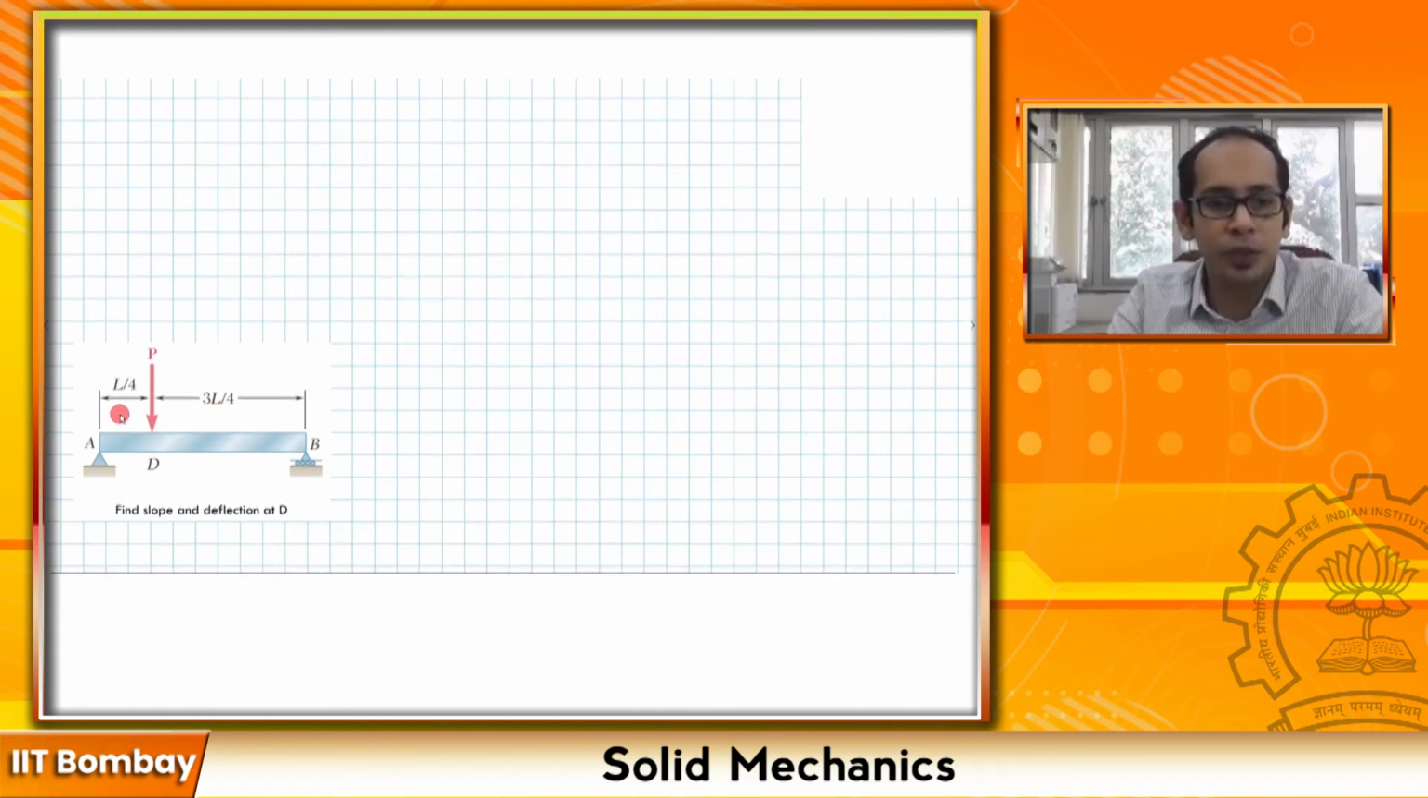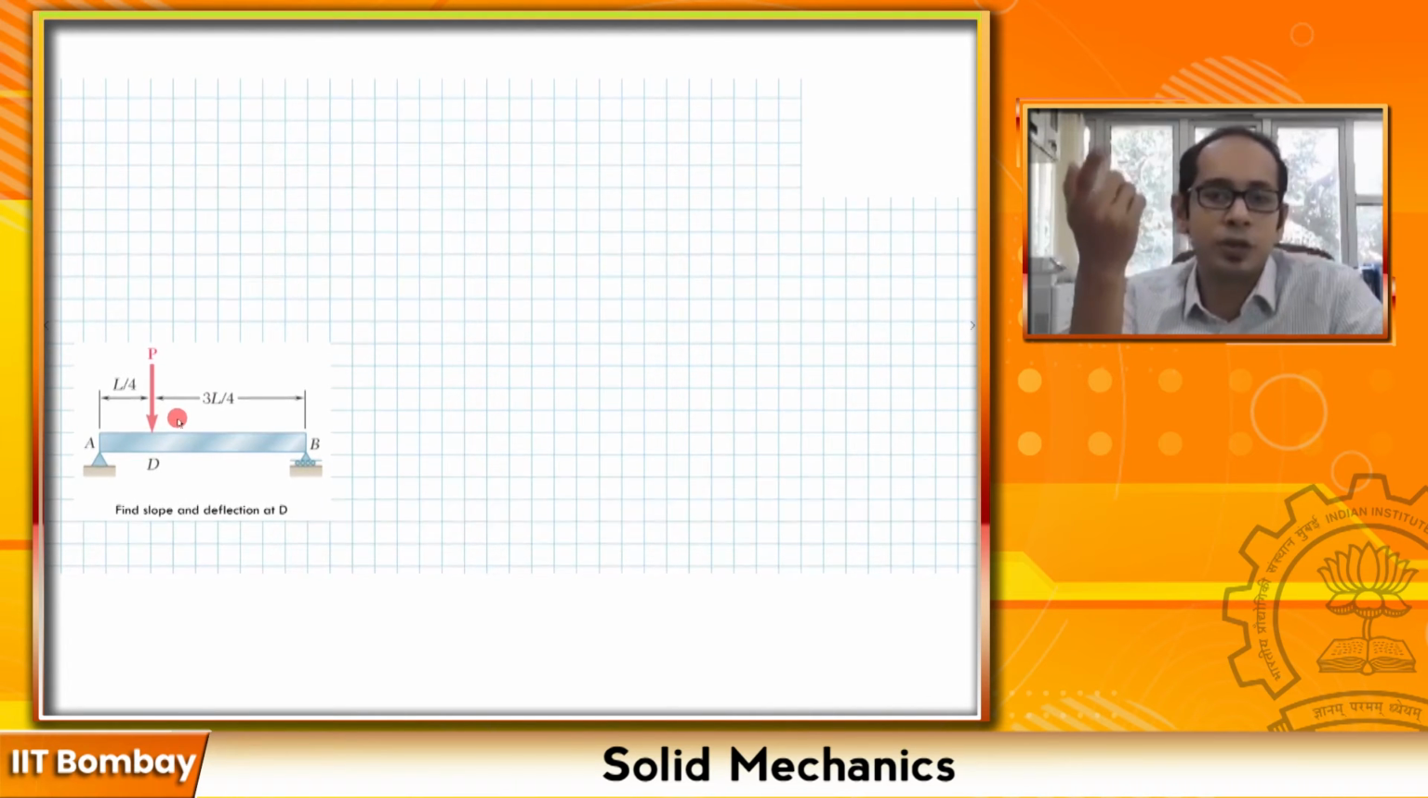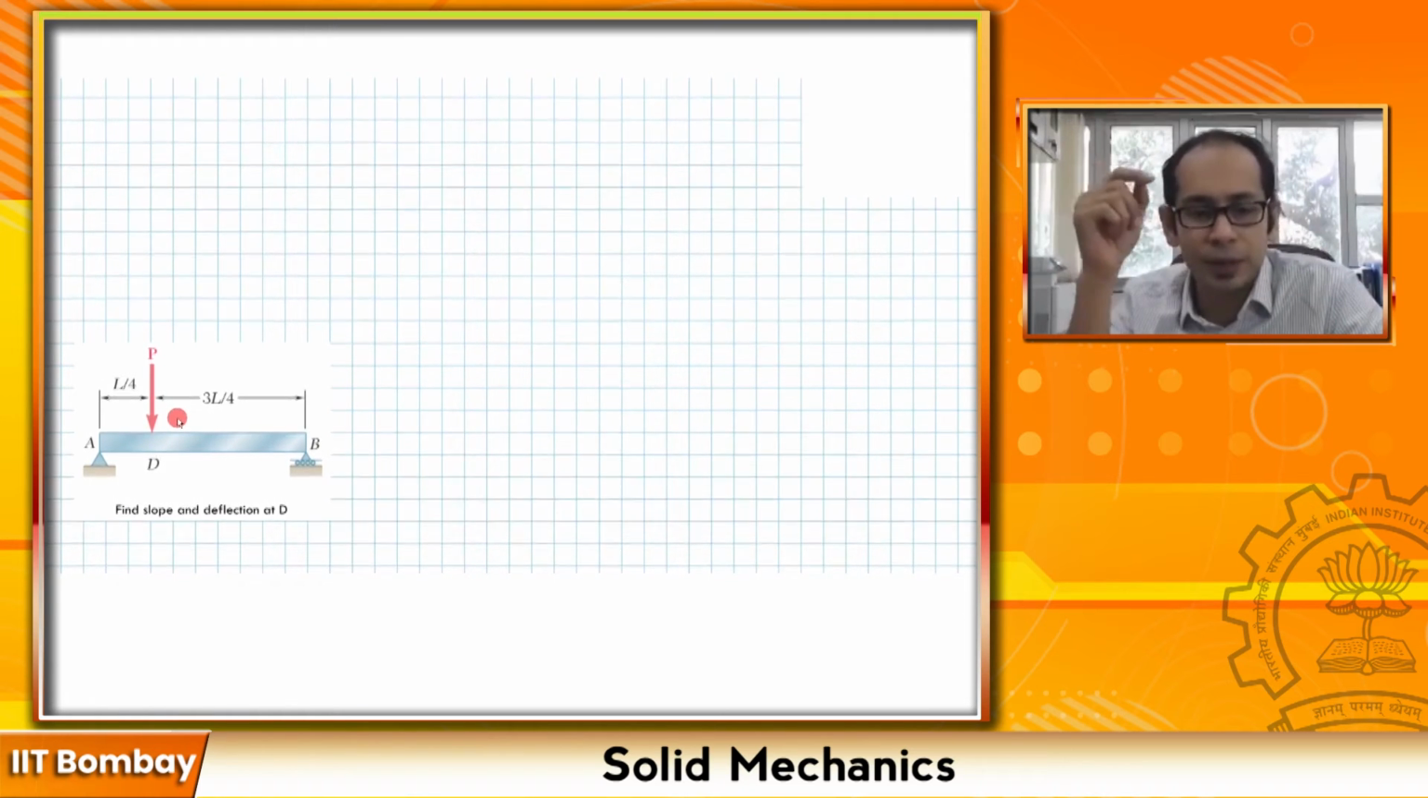Region 1 from 0 to L over 4, and region 2, which is greater than L over 4, over here, where you have to find out the expressions for the moments. As a consequence, you will get 4 constants of integration, because we're dealing with 2 regions of the moments. We'll write the expression and you will see soon.